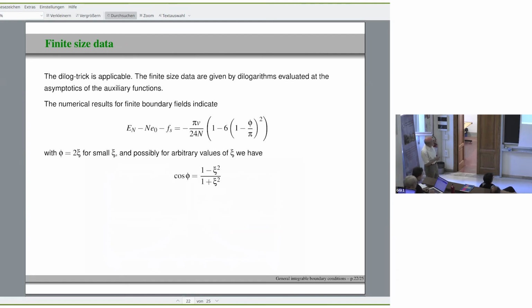The ground state energy then gives the bulk term and the known surface term. And the difference is a 1 over n term, now with a dependence on the parameter xi. Here v is the velocity of the elementary excitations, and a parameter phi appears, and phi for finite but small values of xi is 2 times xi. And possibly for larger values of xi, we have this relation. But the message is, the finite size corrections are xi dependent, and this is the first result on this question.